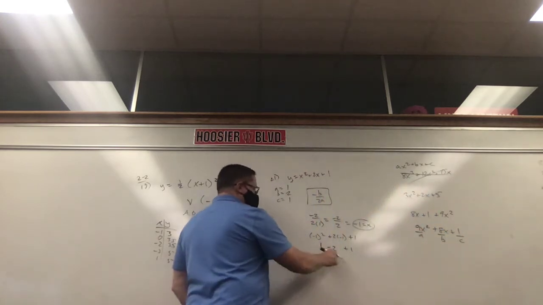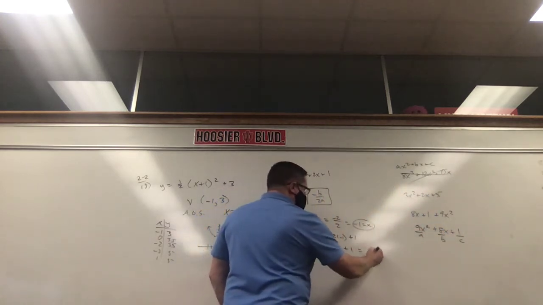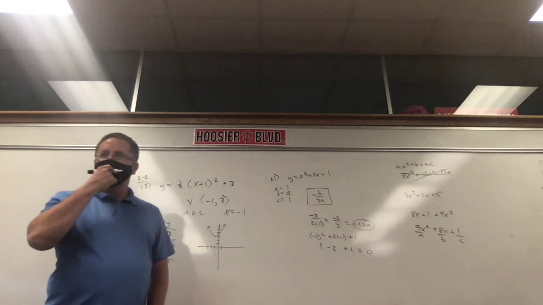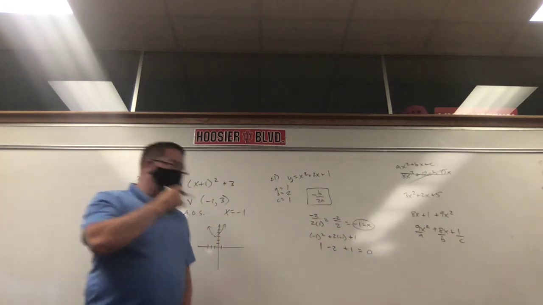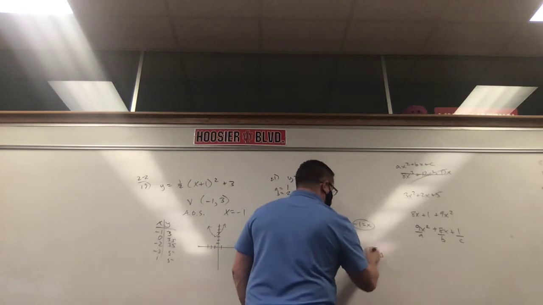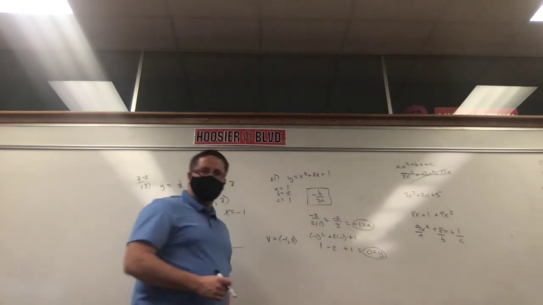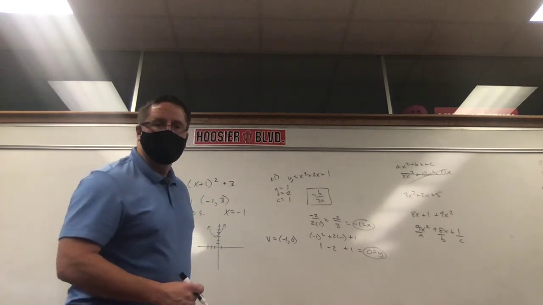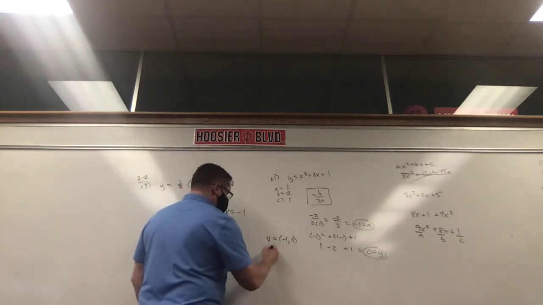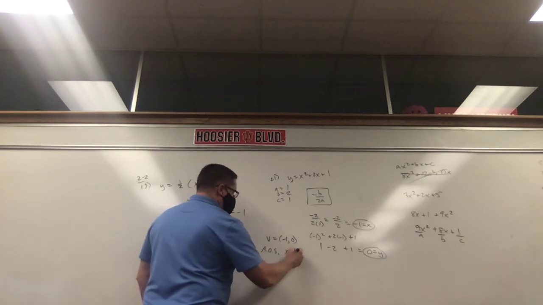So 1 minus 2 is negative 1, plus 1 is 0. What's 0? The y value. So do we know the vertex now? Vertex is negative 1, 0. Are they asking for the axis of symmetry? Yes, they are. What's the axis of symmetry? X equals negative 1.